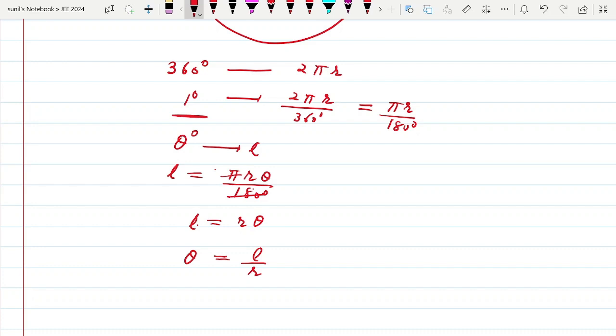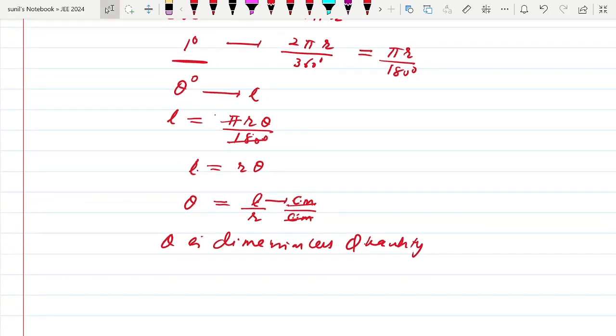Now see that it is a unitless quantity, because the length has a measurement, say centimeter, and the radius also has the measurement centimeter. This will get cancelled out. So this theta is a dimensionless quantity. This is known as radian. So here theta is in radian.